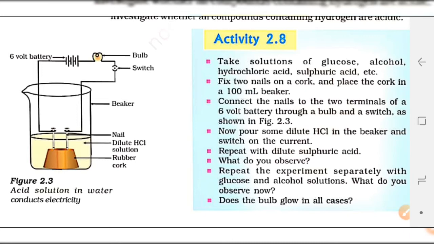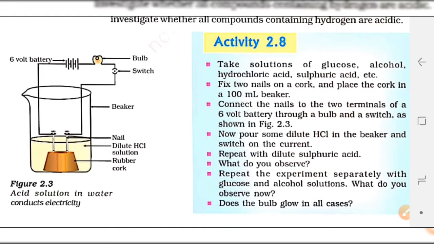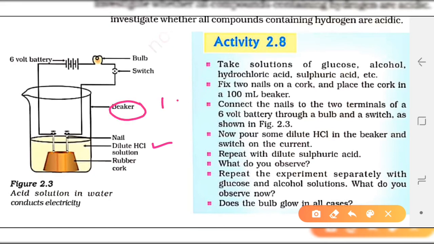So here in the diagram, dilute hydrochloric acid is taken, and the second point is: fix 2 nails on a cork and place the cork in a 100 ml beaker. So this beaker is 100 ml, and this one is the cork. We have seen this cork, where 2 nails, this one and this one, are fixed. So this beaker is of 100 ml, where at the center of the beaker the cork is placed with the 2 fixed nails.